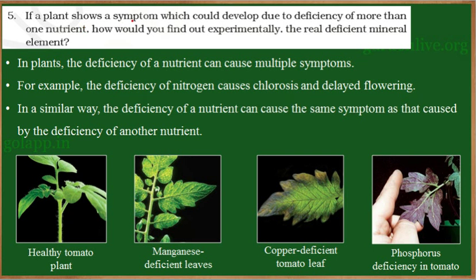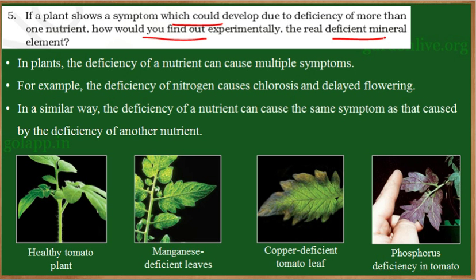If a plant shows a symptom which could develop due to deficiency of more than one nutrient, how would you find out experimentally the real deficient element? So students, to understand this question, we'll split the question.